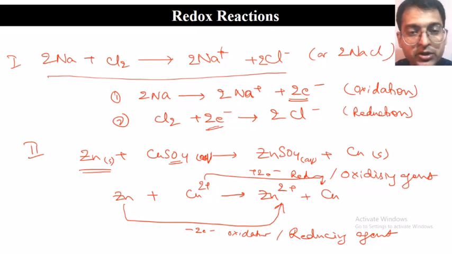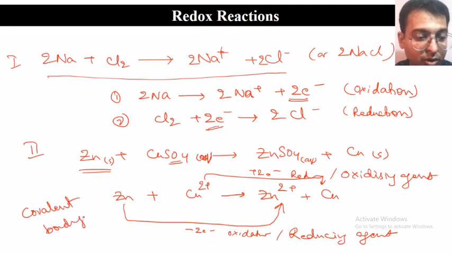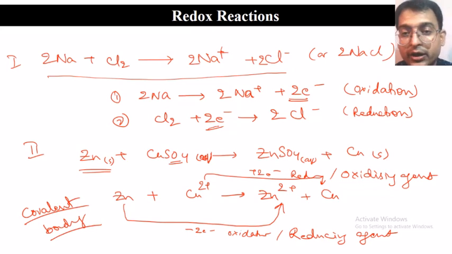In our next class we will cover covalent bonding. Covalent bonding involves the sharing of electrons. Always remember, ionic bonds involve the complete transfer of electrons from one atom of an element to the other atom of an element. Okay, thank you.